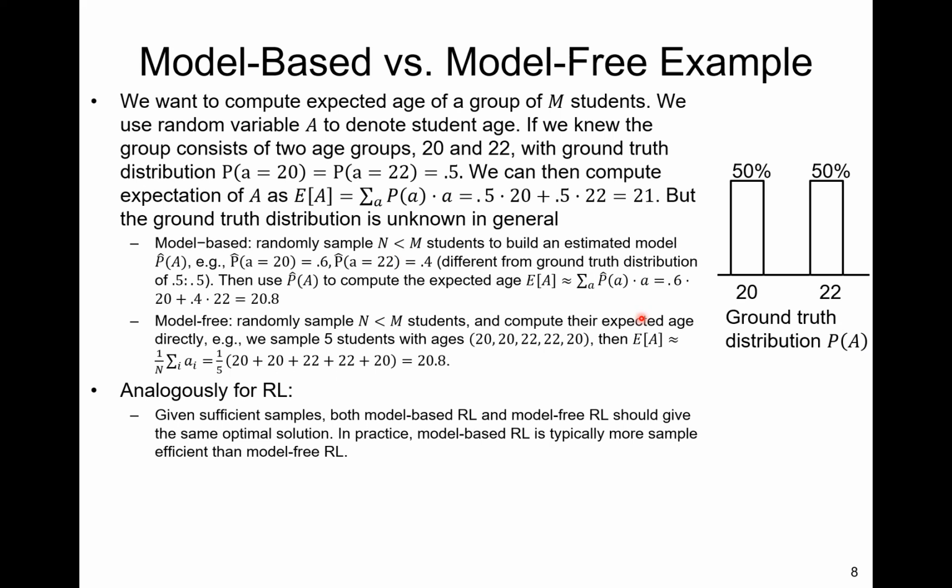That is for a given number of input samples, where samples are state, action, reward tuples. Model-based RL may have converged, whereas model-free RL is still struggling. So the analogy is a little bit imperfect. For this averaging example, these two approaches are really equivalent, but for RL, model-based learns faster.